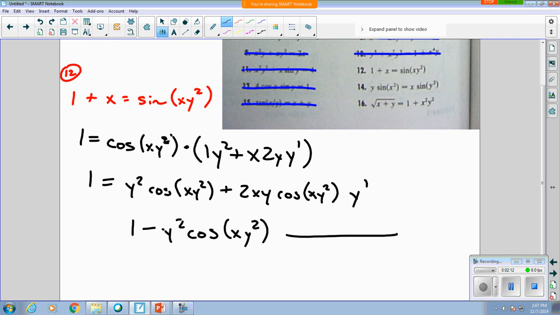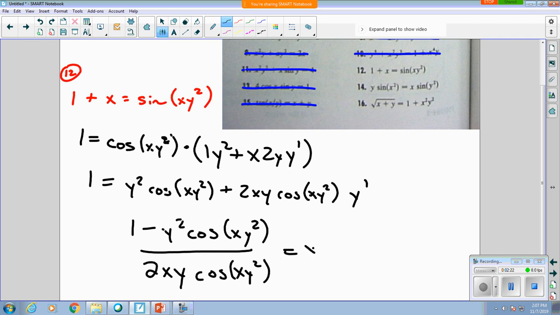But I tell you what, this is simple enough that I'll just divide by the coefficient of y prime, which was that, and that equals y prime. It's moving this over and then dividing by this quantity. And everyone, that's the derivative. It takes some practice. The next one has a lot of the same in it.